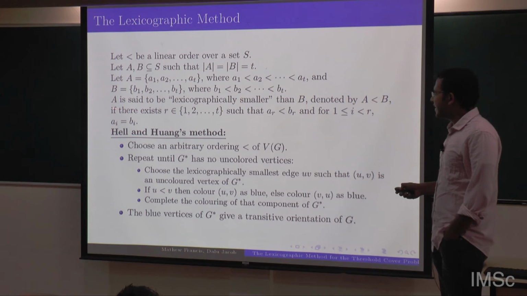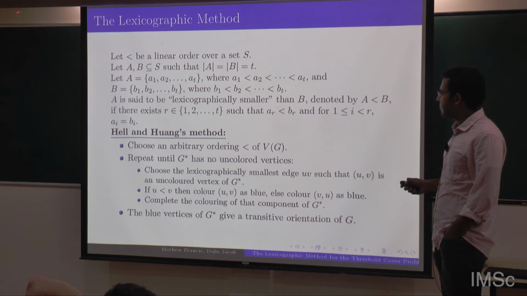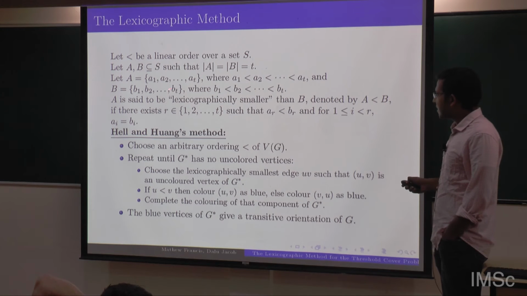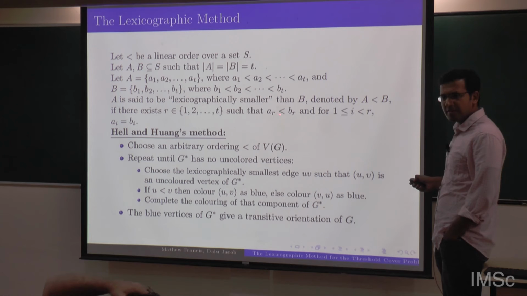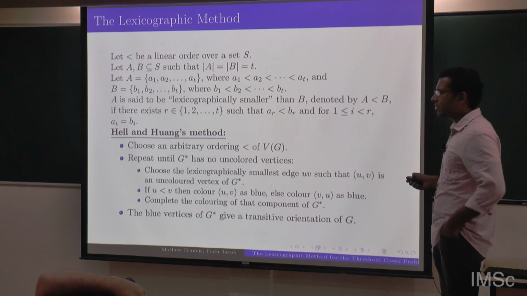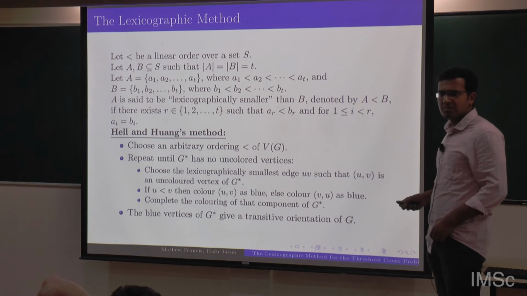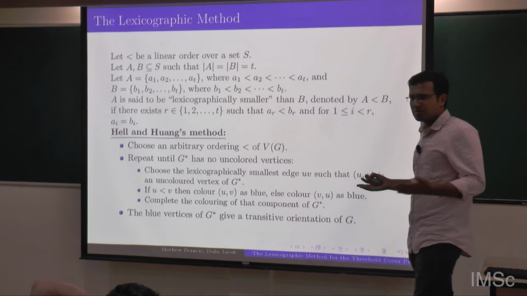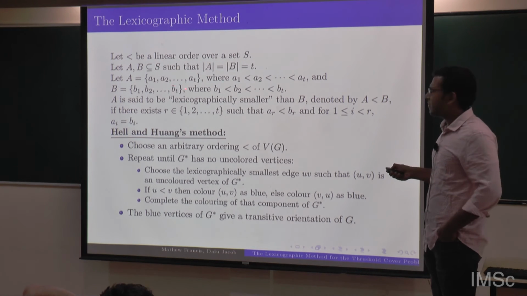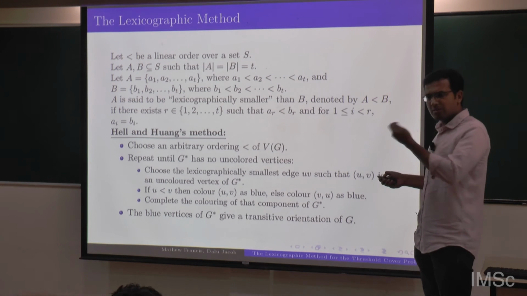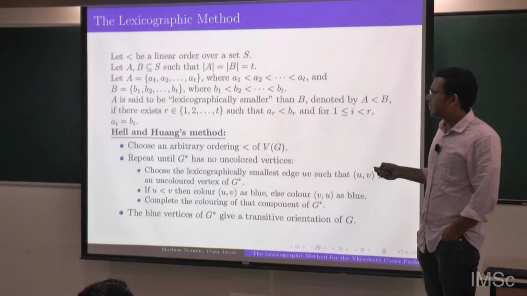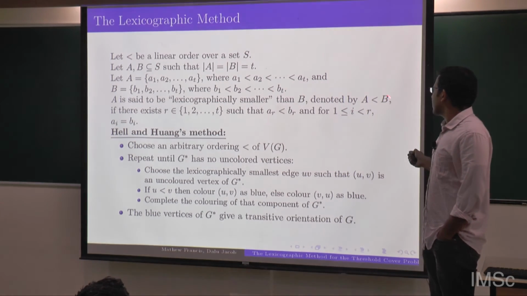Then we say that A is lexicographically smaller than B, denoted by A less than B, if there is some position in which A beats B, A has a smaller value than B, and for all lesser positions, all positions to the left, they are equal. This is just the dictionary order. So there is one position at which the element of A is smaller than the element of B, and all earlier elements of A and B are equal. This is denoted by A less than B.